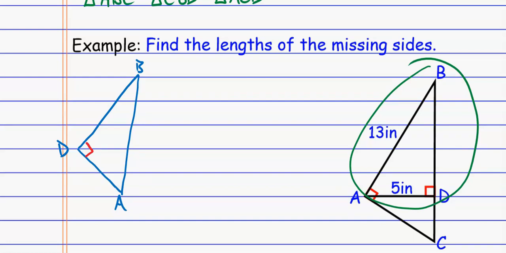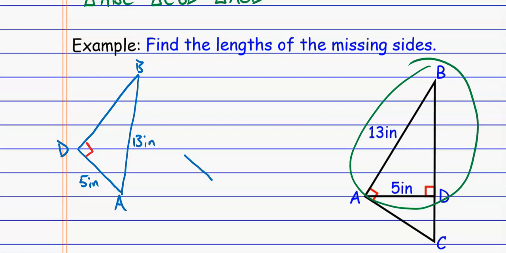And again, look at the right angle for the original triangle is at A, the right angle for the medium-sized one is at D. The hypotenuse is BA for the smaller triangle, it's BC for the original. And then label these pieces. This side was 5 inches, and this side was 13 inches. And then take the smallest triangle, and do the same thing.